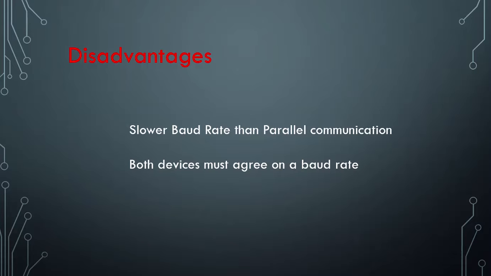In addition, both devices communicating must agree on a baud rate. The baud rate must be precisely identical on both devices for the communication to work. This makes the system more prone to data distortions than other forms of communication. Despite its name, a certain degree of precise synchronization is required.